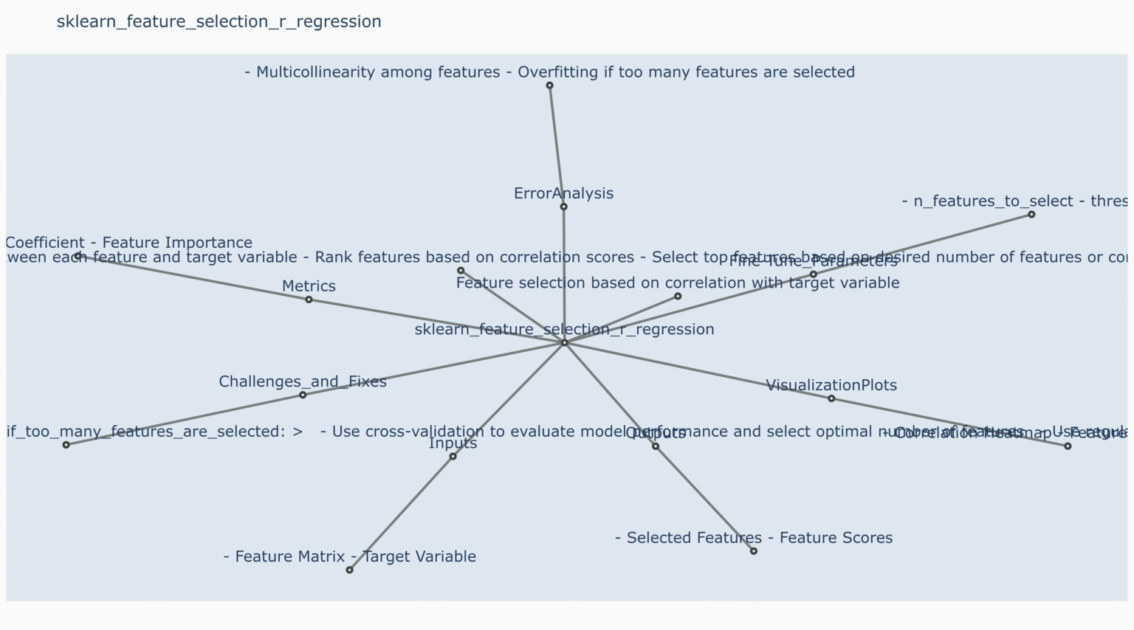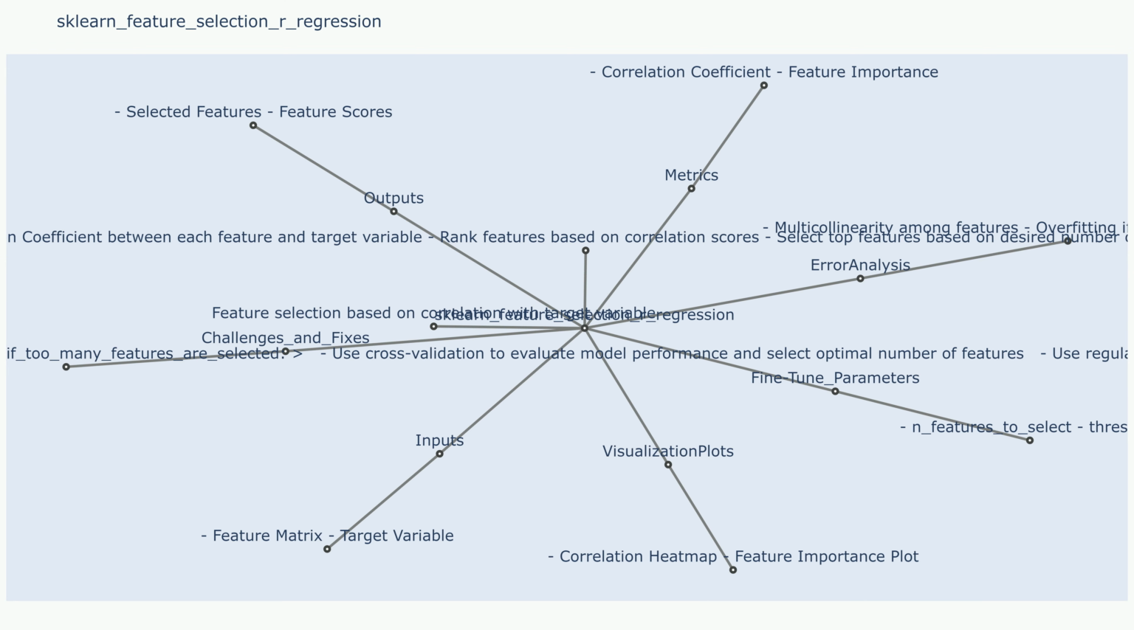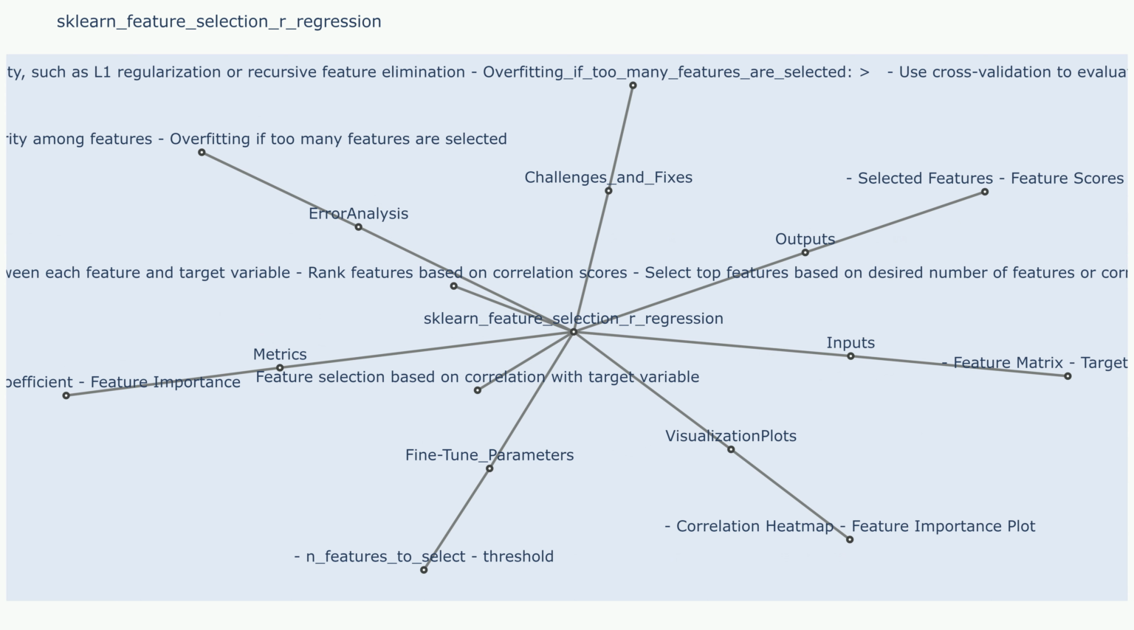sklearn feature_selection r_regression. Description: this method ranks features by their correlation with the target variable using the Pearson correlation coefficient. Features with higher absolute correlation are considered more important. The resulting scores are then used to select the top-ranking features.